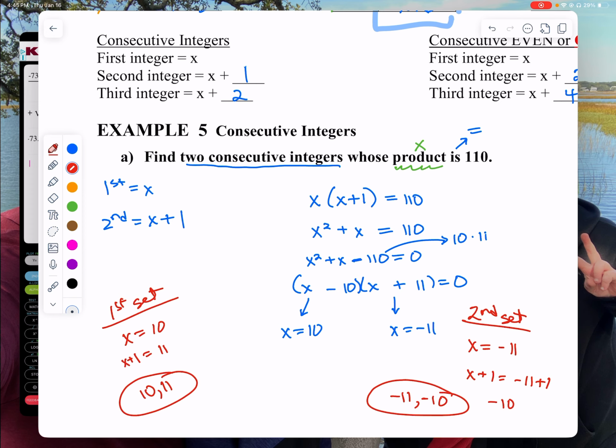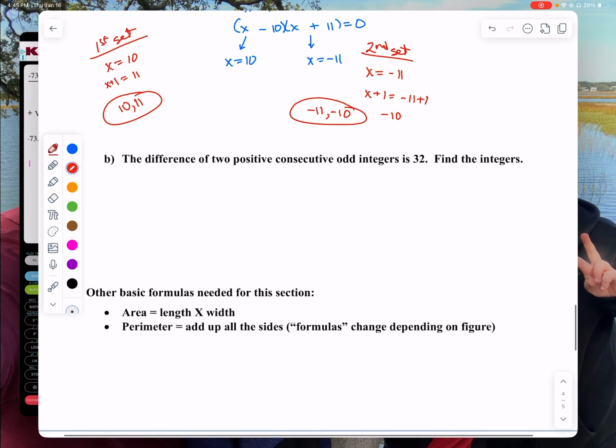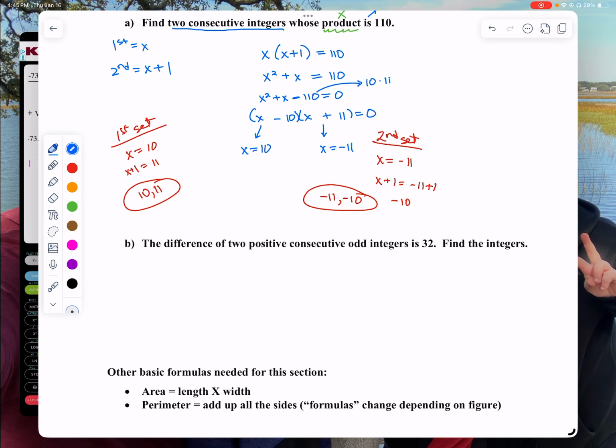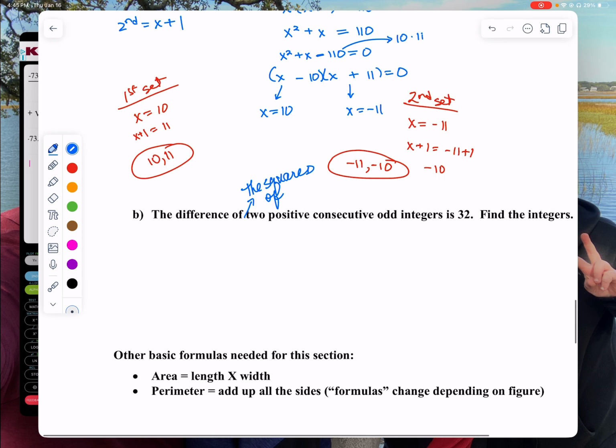All right, last one. And this one on your notes, it reads this. On mine, for some reason, it didn't. But it says the difference of the squares of two positive consecutive odd integers is 32. Okay, so first thing I noticed is we said two positive odd integers. Okay, so I've got two of them.